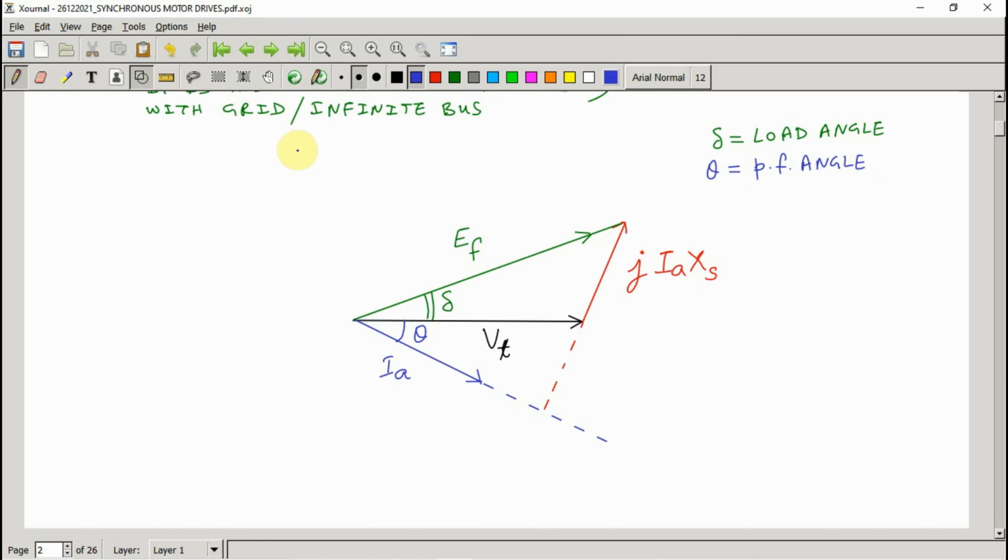And the angle between EF and IA, although we need not calculate it here, I am still showing. This particular angle is denoted as psi, which is known as the internal power factor angle.